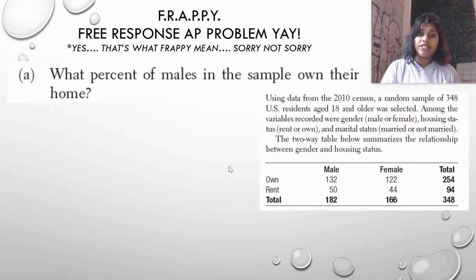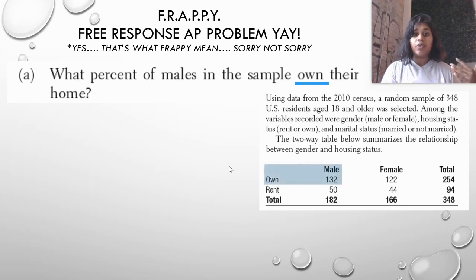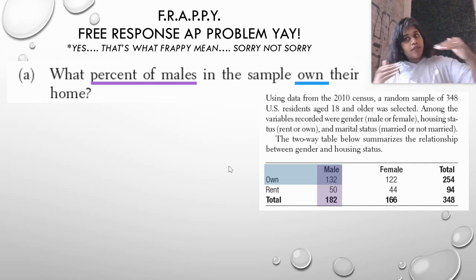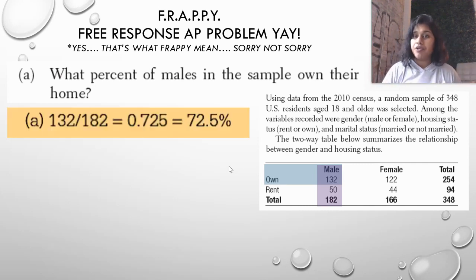All right, so what percent of males in the sample own their own home? I want to look at a row and a column. I want to look at the column of ownership, and the row of ownership, and I want to look at the column of percent of males. So now I'm looking at the information I need. If I hone in on where those two colors connect, I'm dealing with 132 as my numerator, and my denominator is going to be the total number of males. What percent of males in the sample own their home? What percent of the males means that is my denominator. We're dealing with the males in that solution set.